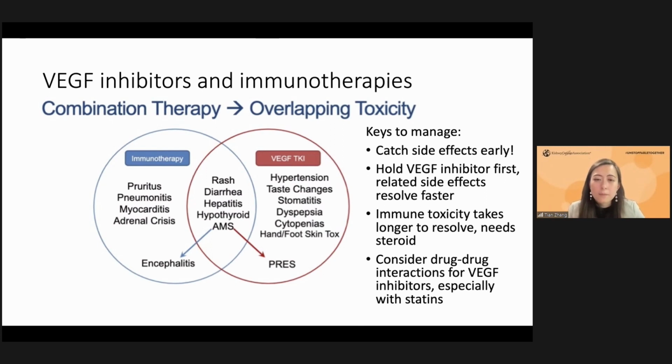And then finally, we're considering drug-drug interactions for any of the small molecule inhibitors, particularly with statins that are also cleared through the liver. So important to look at what other medications you're on as we're getting you started with some of these treatments.